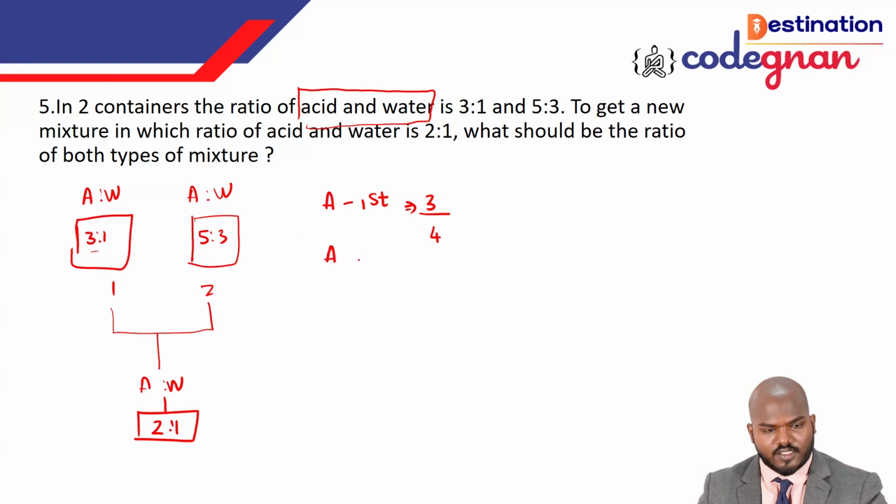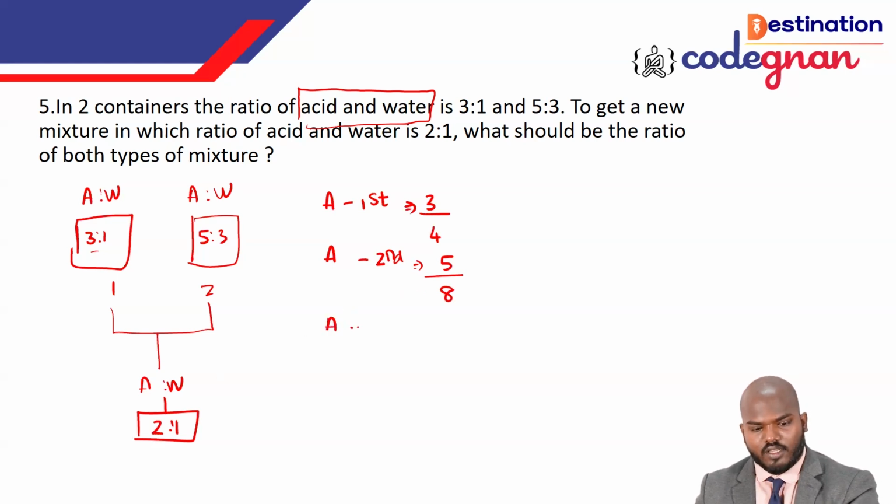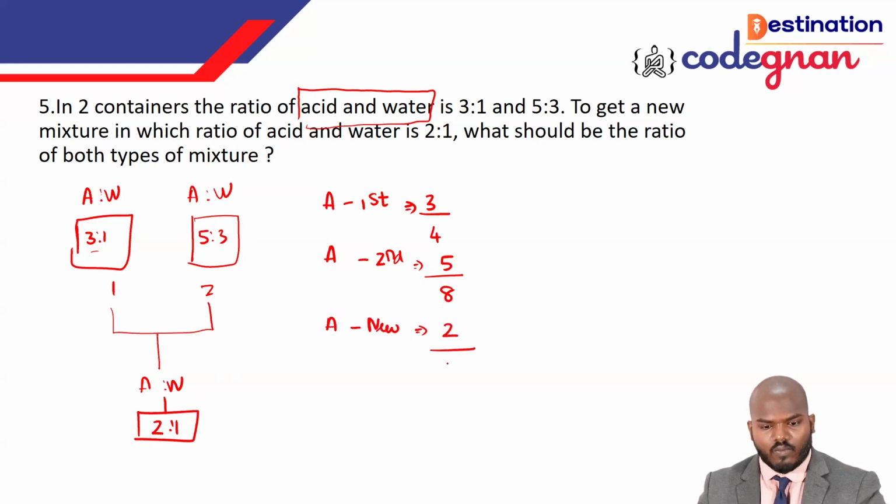Okay. So next, the acid in the second container. Okay. So acid in the second container, you see here there is 5. So 5 by, 3 plus 5 we can call it what? 8, the total quantity. Okay. So now they are saying the acid in the new mixture is in the ratio 2:1. That is 2 by 1 plus 2, that we can call 3. Okay. That is 2 by 3 is the ratio.